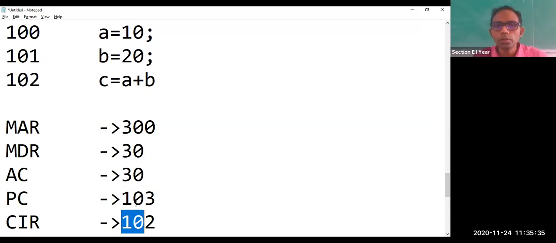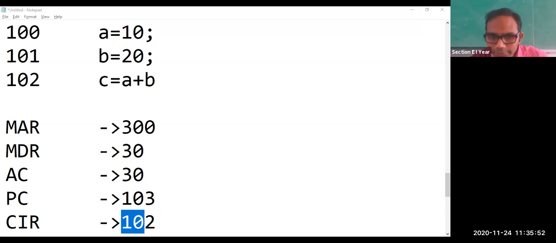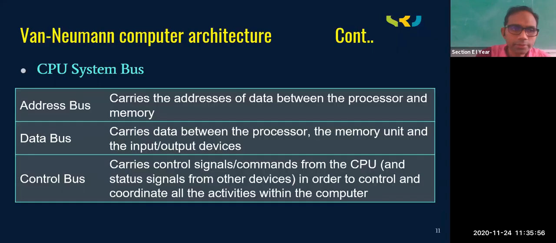Those who are using mics can turn them off. If you have anything to tell, you can tell. Now let us go back to our PPT. Please mute your mics. We are still hearing voices.